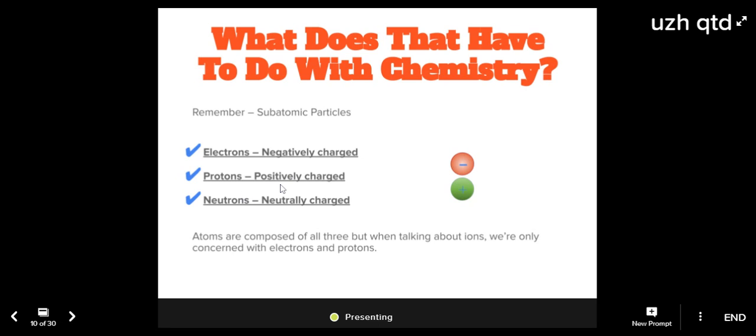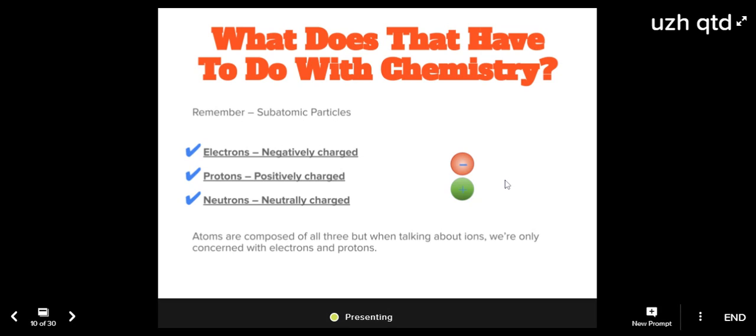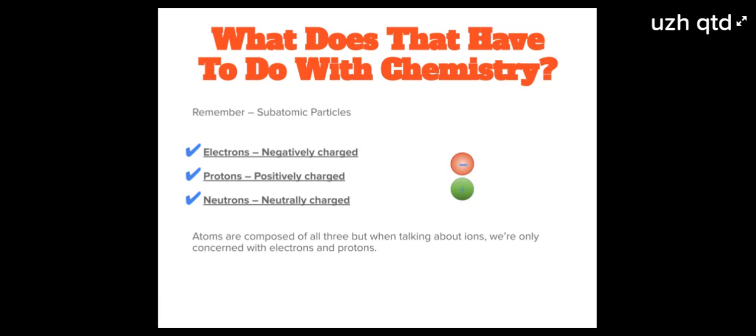Our protons, on the other hand, are positively charged subatomic particles. See this green. And neutrons are neutrally charged, but I haven't drawn a representation of a neutron only because although atoms are composed of all 3 subatomic particles, when we're talking about ions, we are only worried about electrons and protons. Neutrons are for what? Isotopes. You got it.